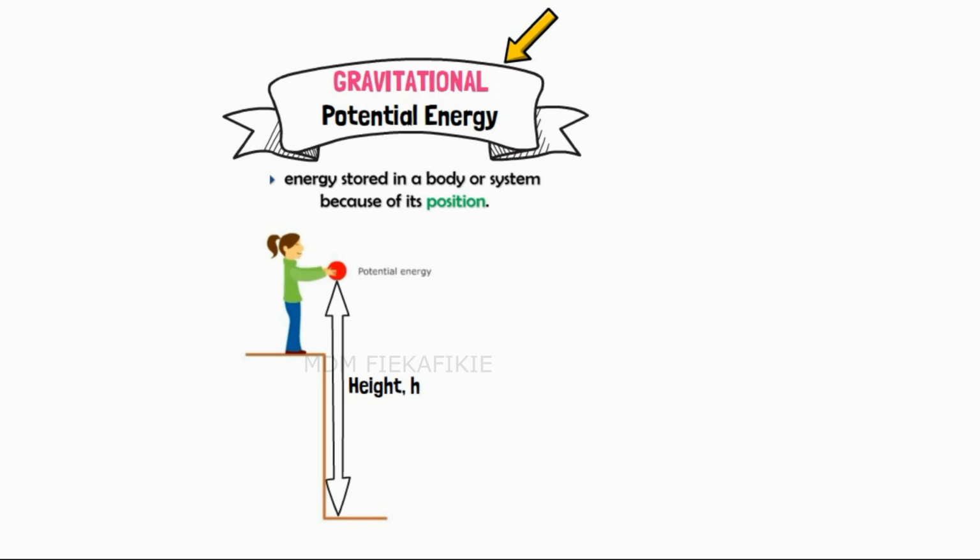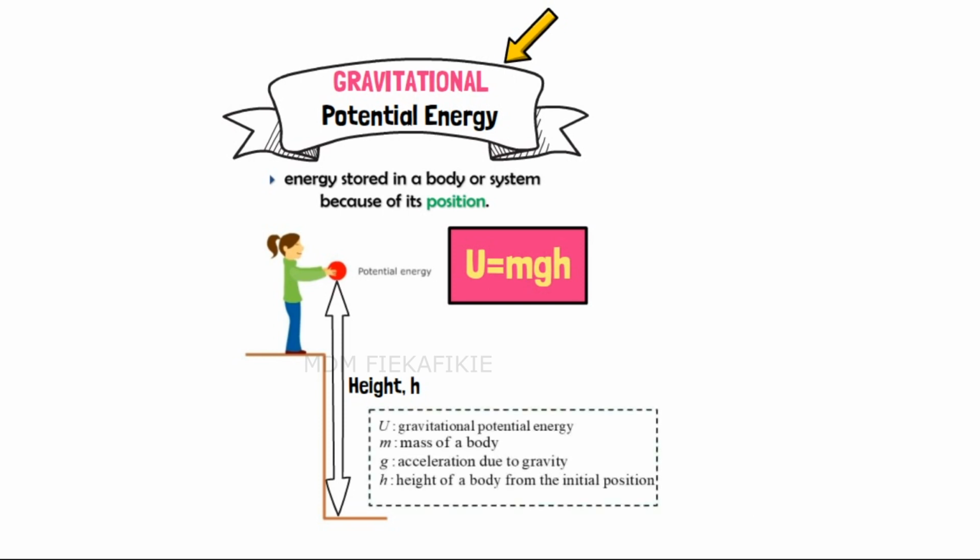Dan bila bola itu berada pada satu position or at certain height, kita katakan bola itu ada potential energy. So, the equation of the gravitational potential energy U is equal to mgh, where U is the gravitational potential energy, M is the mass of the ball, G is the acceleration due to gravity, which is 9.81 meter per second squared, H is the height of a body from the initial position.